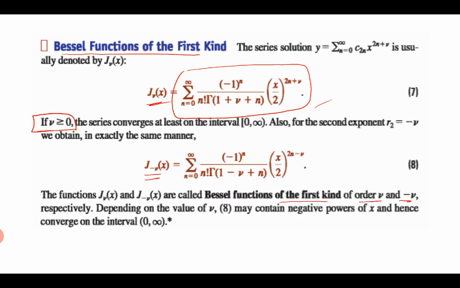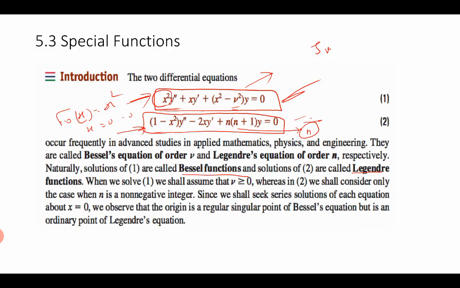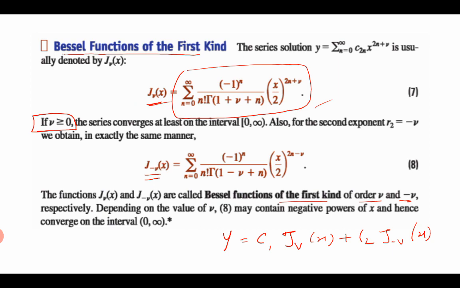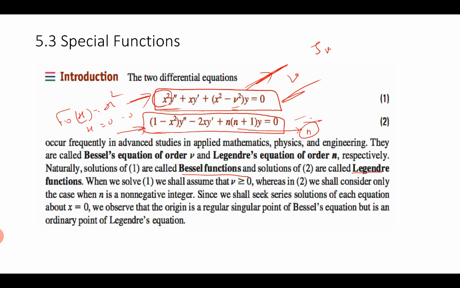So we will write this: y is equal to c1, constant 1, times j v of x plus constant 2 times j negative v of x. So from the differential equation you need to identify only what v is, and then substitute in this equation, and you will get a solution. This is the solution for equation type number 1. If you get a differential equation of this type, which is Bessel's differential equation, then the solution is of this type.